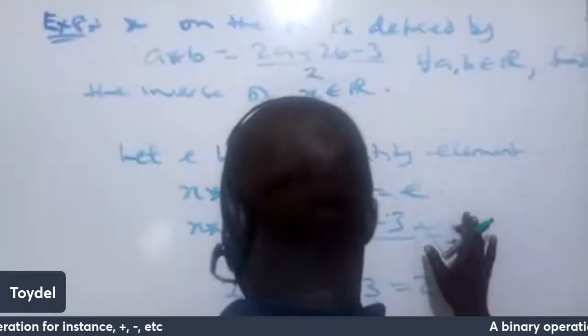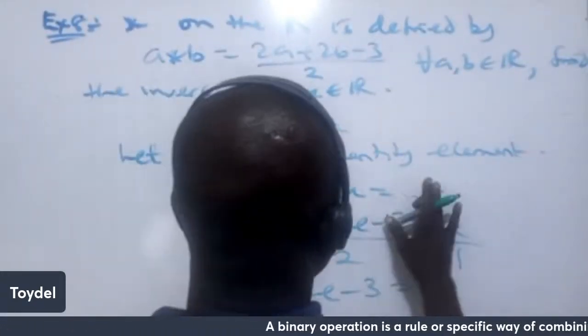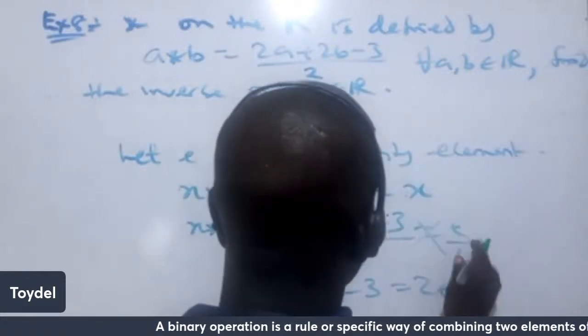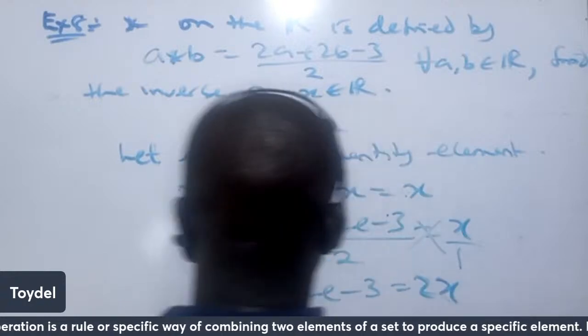No, this will give us x. Here will give us x. It's x, not e, because it's a neutral element. So this will be 2x.